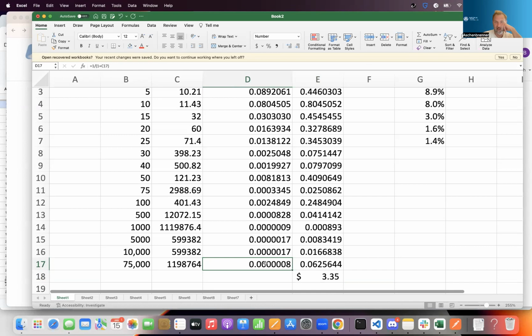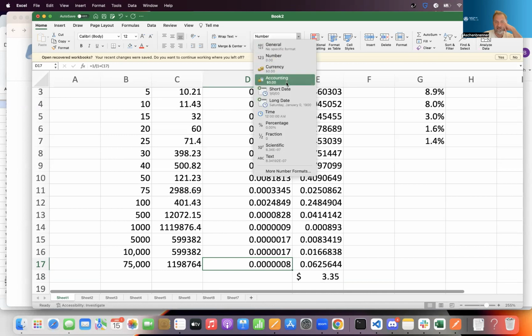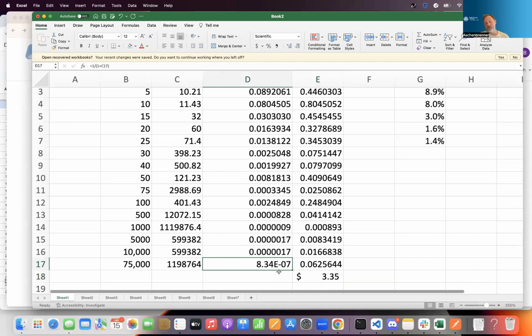So I had to change these into number form, but they originally started off as scientific notation. That was because this number was so small that Excel was like, I'm just going to give it to you in this format. So something to be aware of. We'll be on the lookout for situations where it arises.